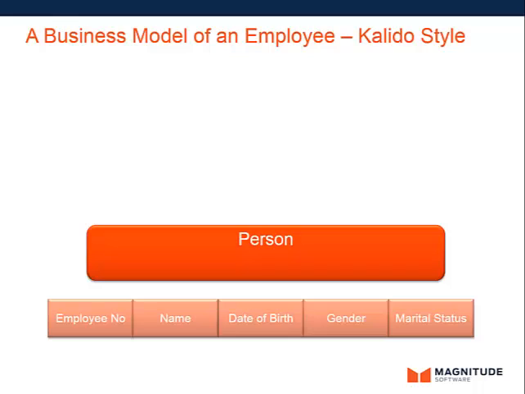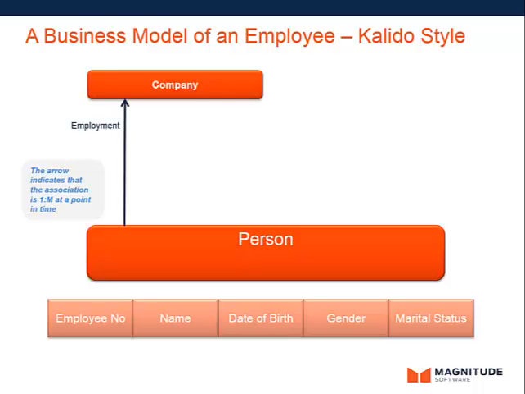And I start off with a person. And the person has an employment with a company. Now, the model has some specific meaning here. The arrow is actually that association. And this is an association which is an employment association. It says that the person is in one company. The arrow indicates that it's just one.